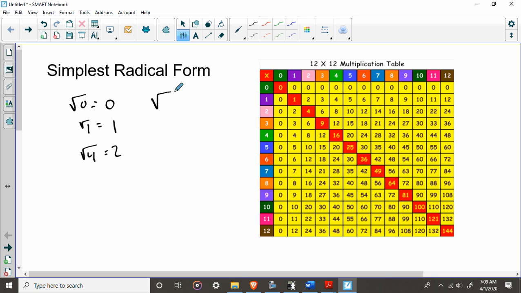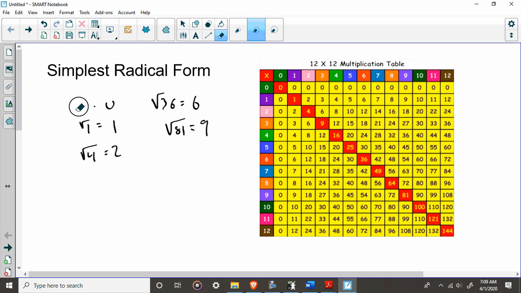Now, for those of you who are in algebra, we need to remember that there are positive and negative versions of these numbers. For those of you in geometry, we're really only focused on the positive numbers because we can't have negative lengths, okay? So what we're going to use them for are two different things, but in the greater scheme of things, we still have to know how to put things in simplest radical form.